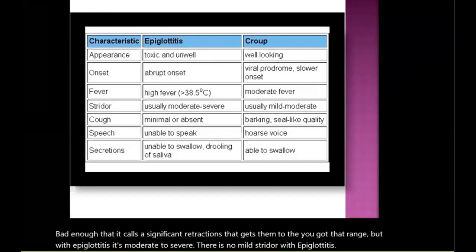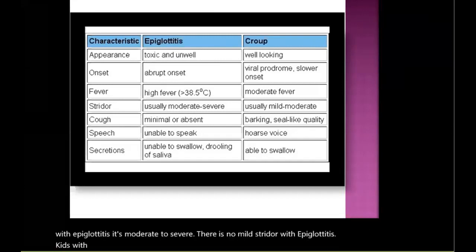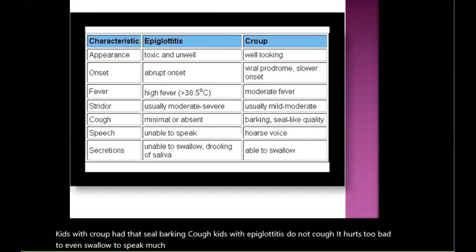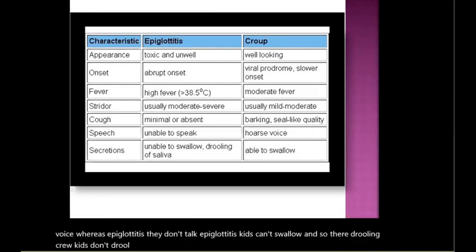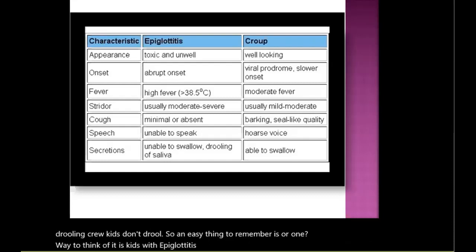Cough. Kids with croup have that seal-like barking cough. Kids with epiglottitis do not cough. It hurts too bad to even swallow, to speak, much less to cough. So speech with croup, they've got that hoarse voice, whereas epiglottitis, they don't talk. Epiglottitis kids can't swallow, and so they're drooling. Croup kids don't drool. So an easy thing to remember is, kids with epiglottitis don't cough. Kids with croup don't drool.